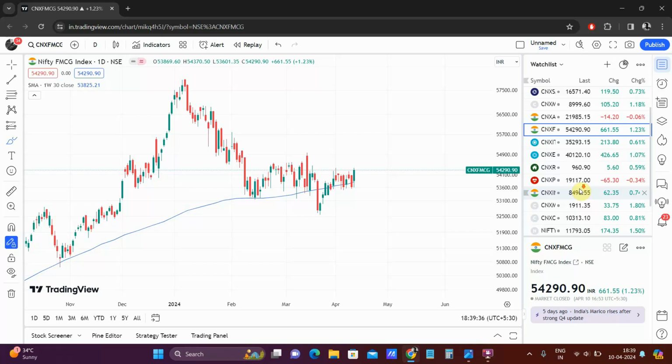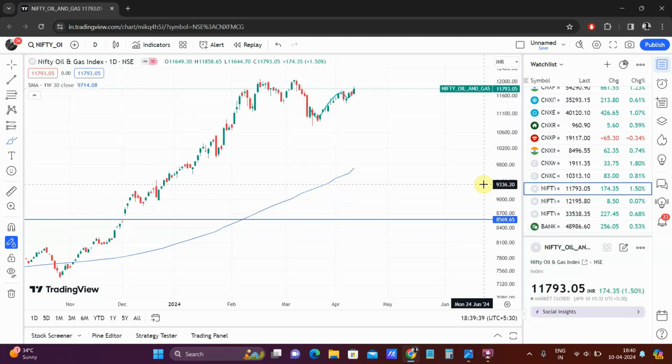Then one more index, the oil and gas index, has been making higher high, higher low and moving higher. That is mostly because of the Brent price that is moving above the $90 mark. So these also should do pretty well in the coming days.